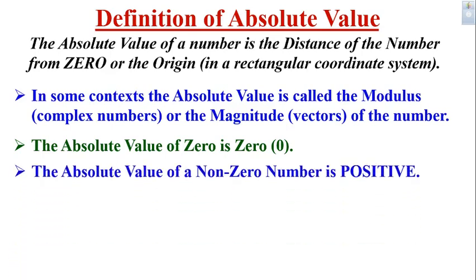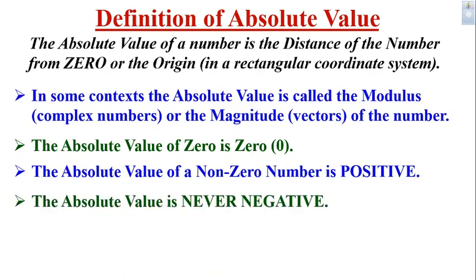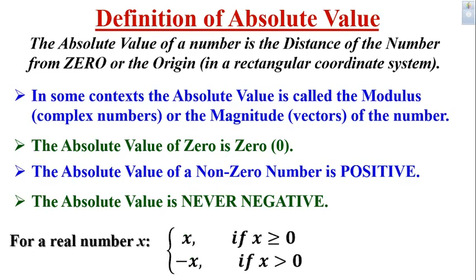So if the number is negative or if the number is positive, its absolute value will be positive. The absolute value, therefore, is never a negative number. The absolute value is always non-negative. It's either a positive number or it is zero.